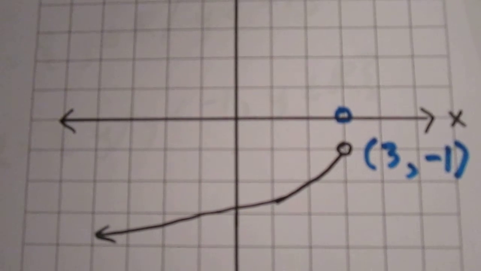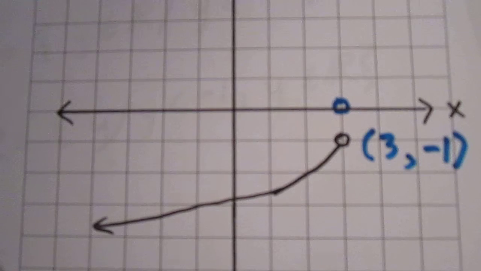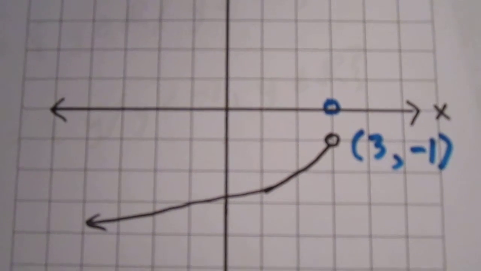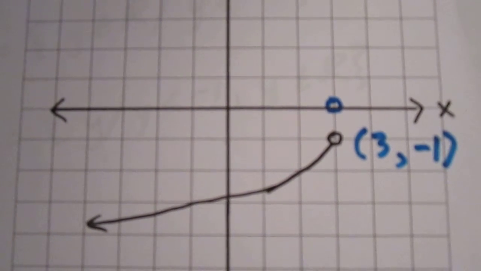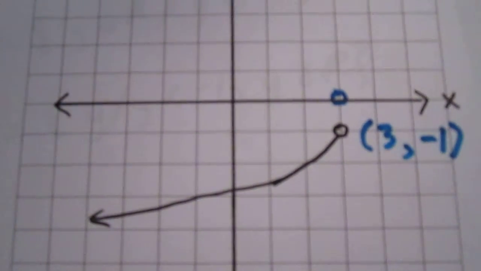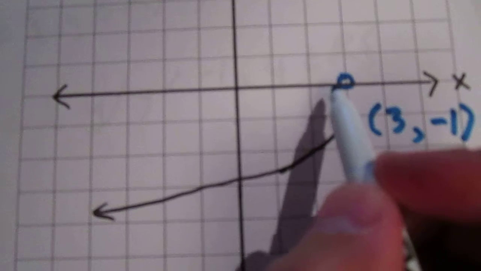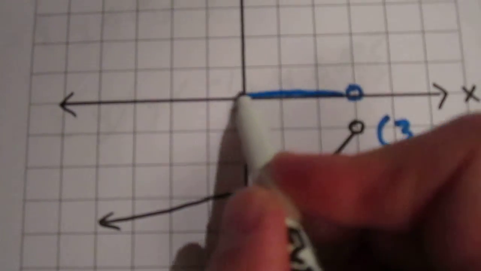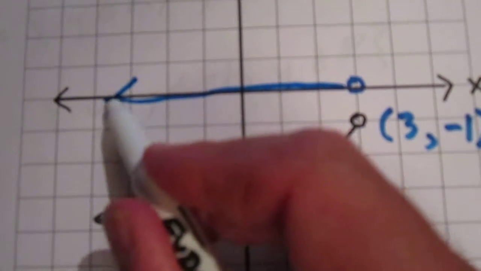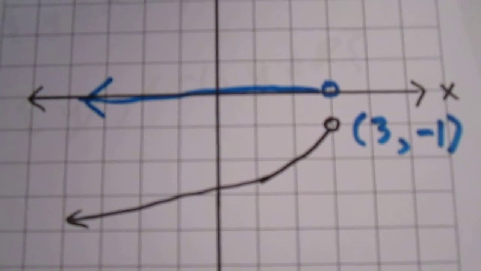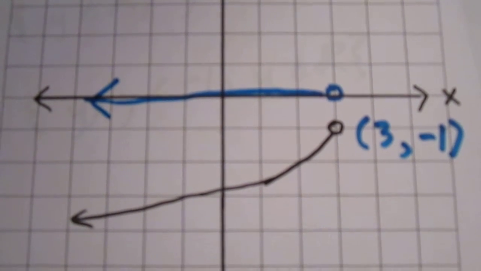We put an open circle there because obviously there is no point on that curve which has an x value of 3. From there we see our curve proceeds to the left infinitely long, so we're going to do the same thing on our x-axis. We're then going to look at our range.